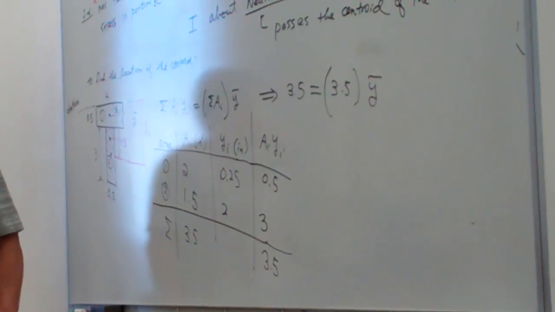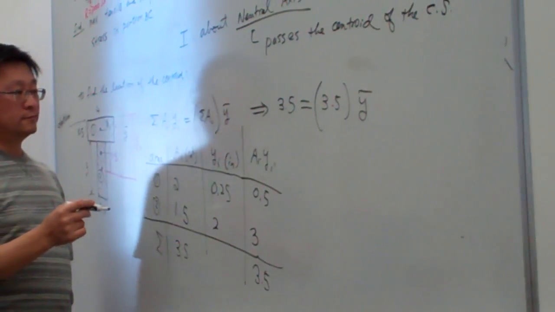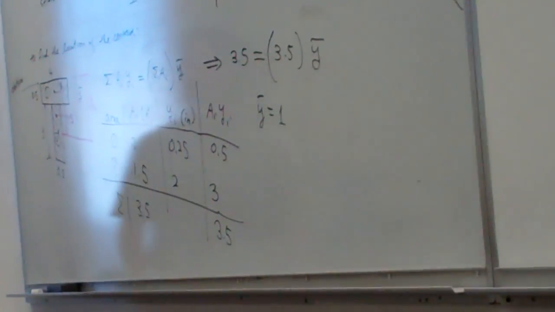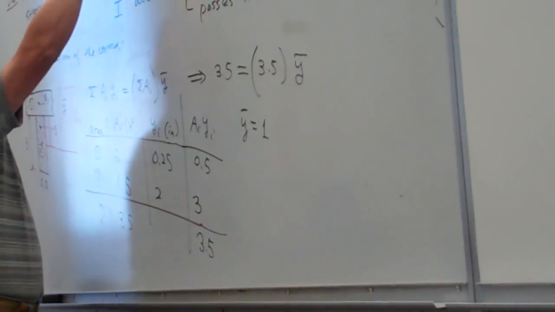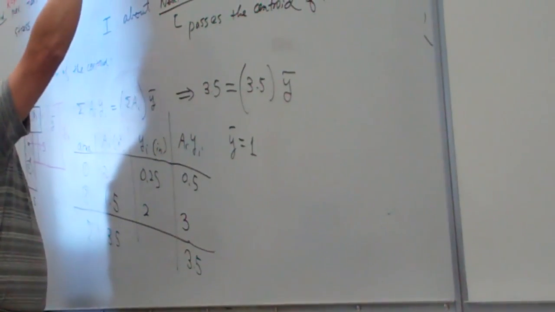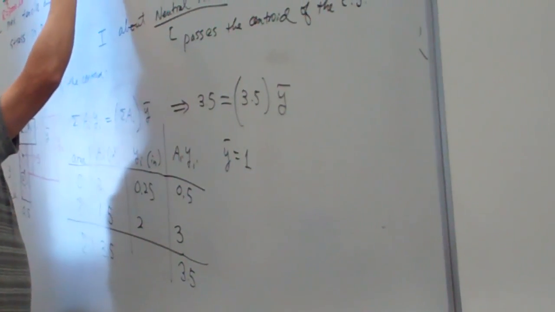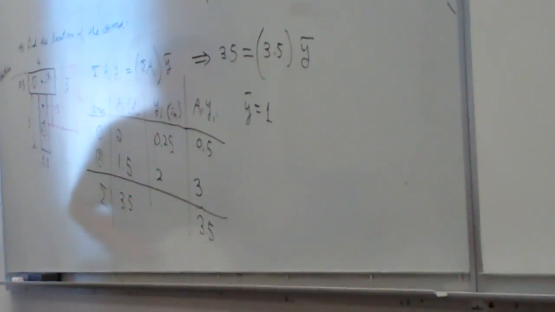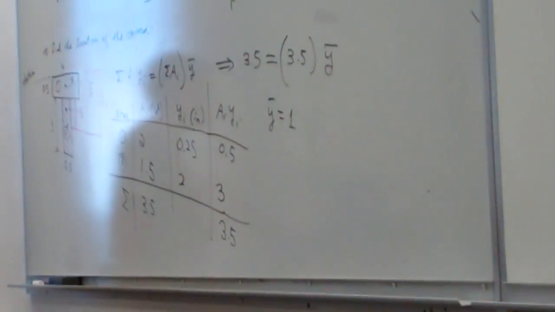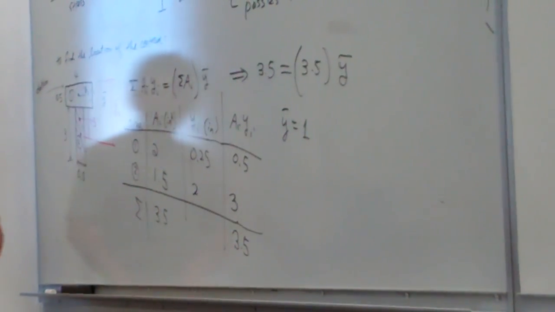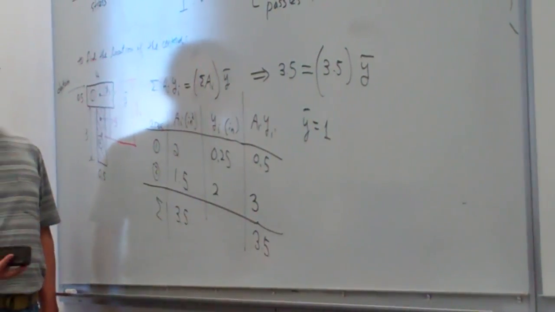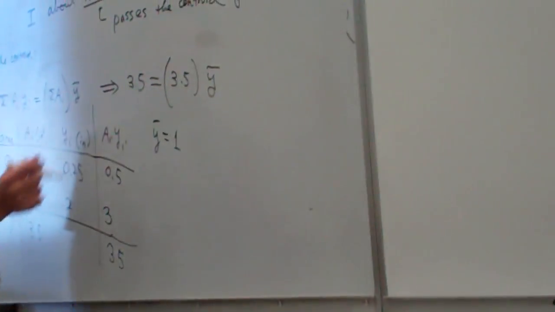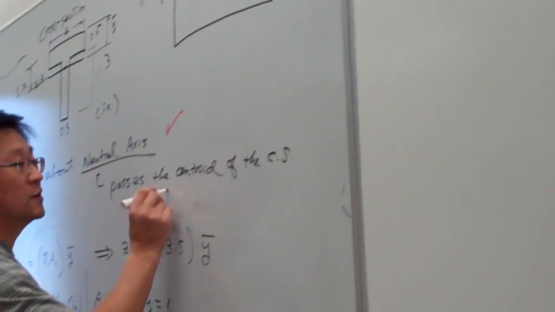Are we okay? So therefore, y bar equals 1. So here we determine this location actually is 1 inch below the top edge. Okay. So now we have determined the location of the neutral axis. So here we have the location of the neutral axis. So we've done this one.